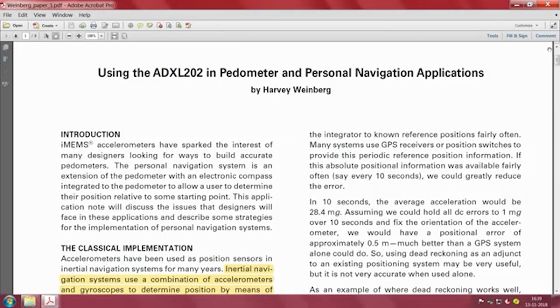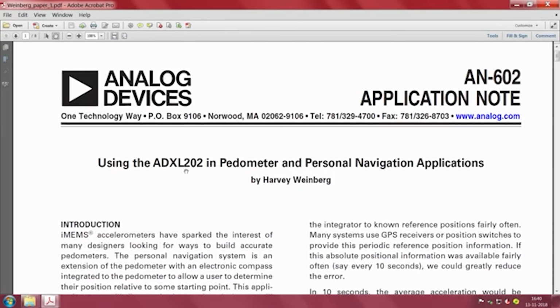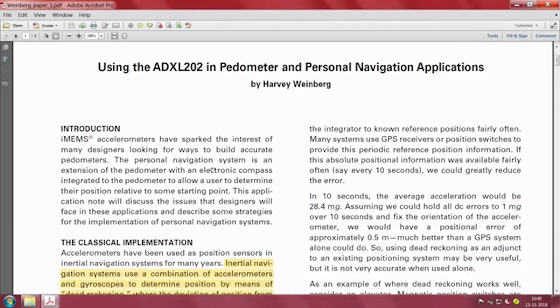Let me point you to the first paper here, which is from Analog Devices. This is an application note from Analog Devices. It says using the ADXL202 in pedometer applications. So essentially it is an accelerometer which they are trying to promote. But apart from that, it is useful to see what they actually have in mind.